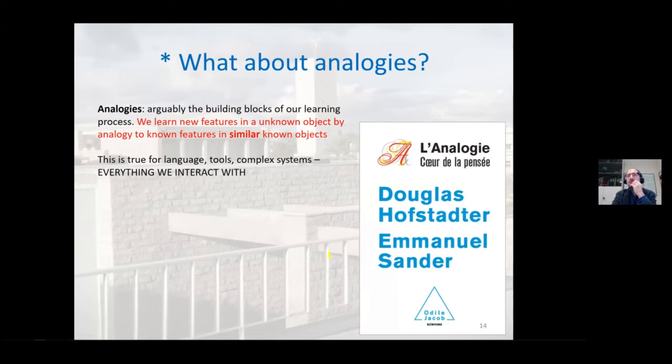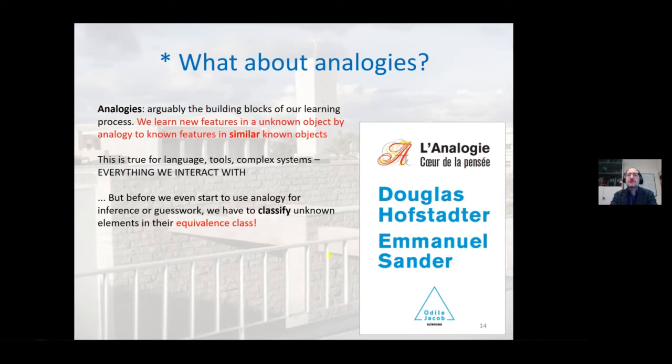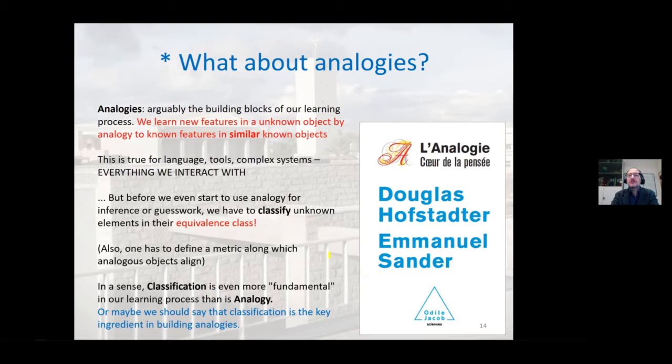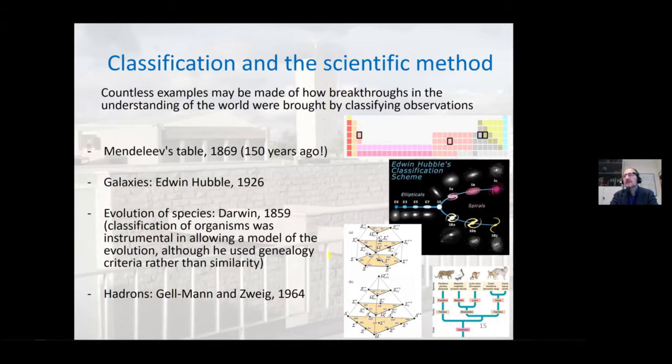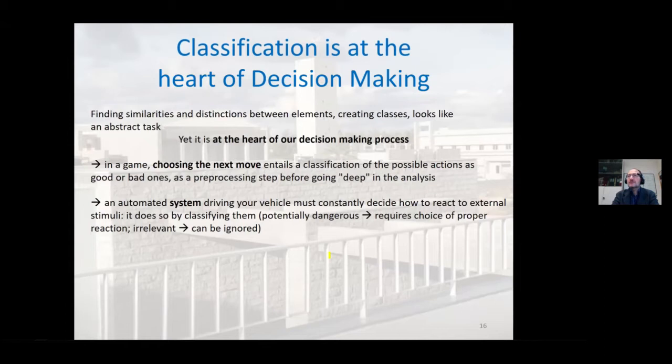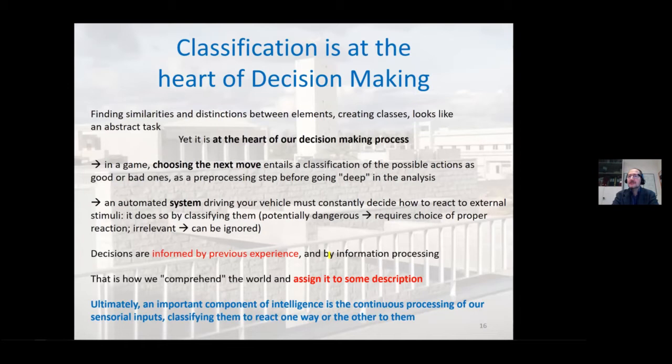And interestingly, even before we start to use analogy for inference or guesswork, we have to classify unknown elements in their equivalence class so that you can find the similarities, okay? So in this sense, classification really is more fundamental in our learning process than even analogy. Or it's a key ingredient in building analogies. And classification, not by chance, is really what allowed lots of breakthroughs in science, okay? So you know about this. It is an important element on the road to artificial general intelligence, and something that we use a lot also in high energy physics. Also, it is at the heart of our decision-making process, okay? So, well, enough about these generalities, but you got the point, I think.